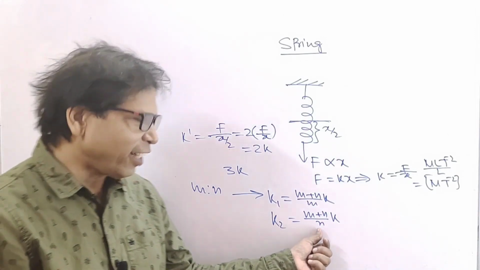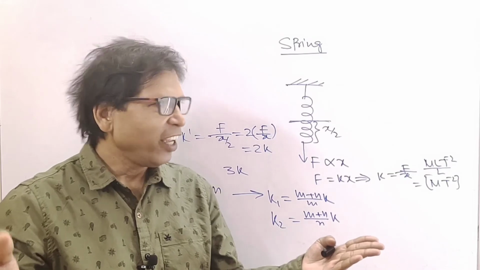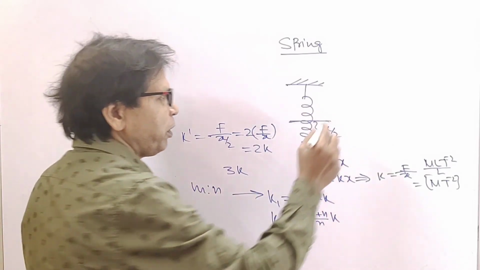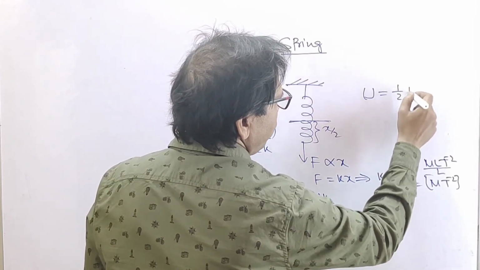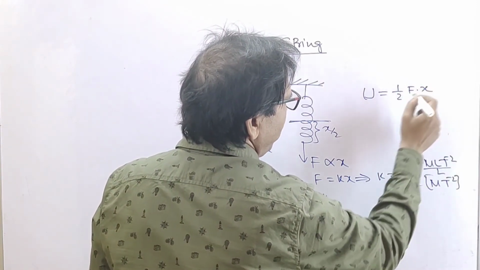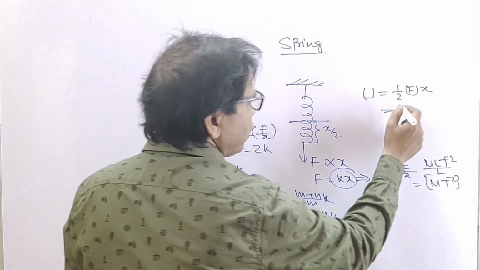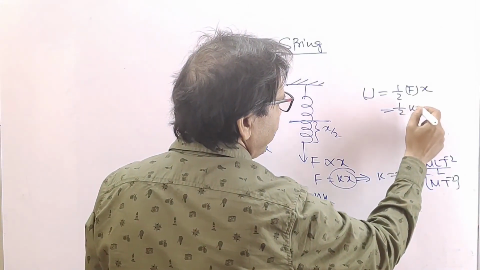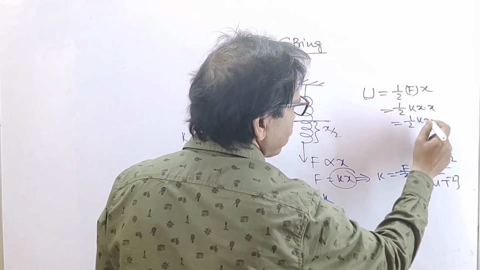Okay, so larger the length, smaller the force constant. Now, energy stored in the spring. We know that energy stored is half into F into the increase of length. Now F equal to kx. So this is half kx into x. So this is half k x square.